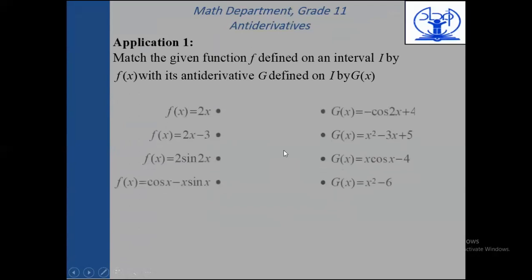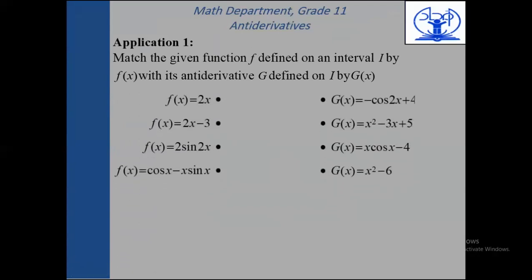Application. Match the given function f defined on an interval I with its antiderivative g. So each of these functions on the right, each one of them is an antiderivative of one of the functions on the left. In other words, the functions on the left are the derivatives of the functions which are on the right, but you need to match each one with its appropriate function. The best way here is to start with the antiderivative and to find its derivative, because it's easier for the student to derive and not to think backward.